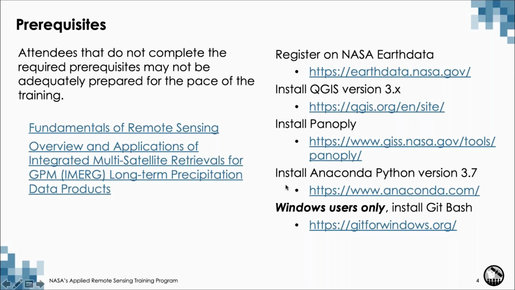Also, Anaconda Python version 3.7, again, websites are given everywhere. You need to install that on your computer because you will be using Python scripts to calculate the standardized precipitation index. And for Windows users only, you need to install Git Bash, and again, the website is given here. So these are all the prerequisites.